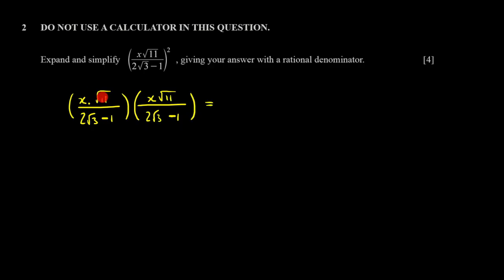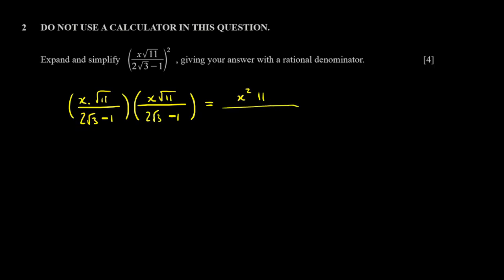So we're going to do x root 11 times x root 11. Well, x times x is going to give us x squared. And root 11 times root 11 is going to give us 11. Okay, because it's the same thing as the square root of 11 squared. Okay, let's do the denominator, I think.